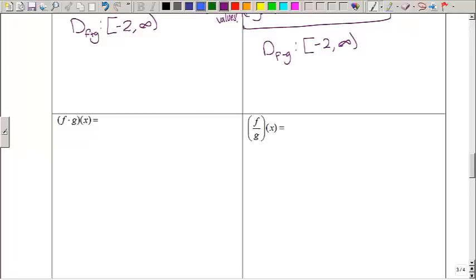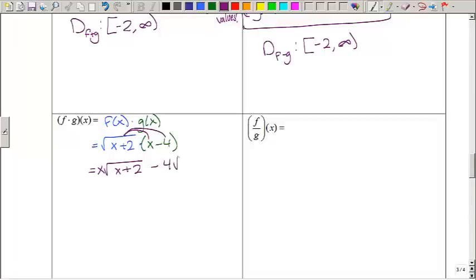To find f times g of x, by definition I use f of x times g of x. The f of x values that I use are the square root of x plus 2 times g of x, which is going to be x minus 4. I can do a little bit of distributing here. I'm taking the square root of x plus 2 times x. I'm just going to go ahead and put the x in front, minus 4 times the square root of x plus 2. Which leaves me with f times g of x.